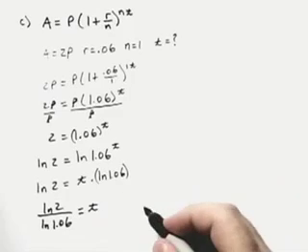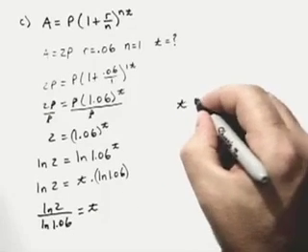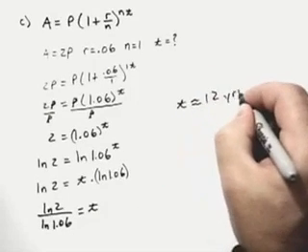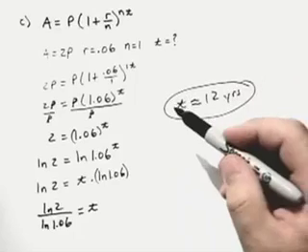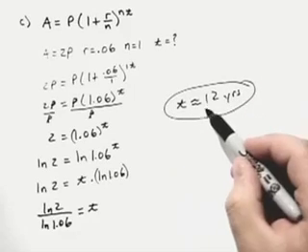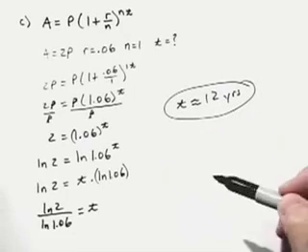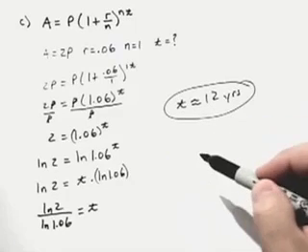If we put that into our calculator, we'll get that t is approximately 12 years. So we can say that at 6% compounded annually, it will take roughly 12 years to double our initial investment, regardless of what the initial investment might be.